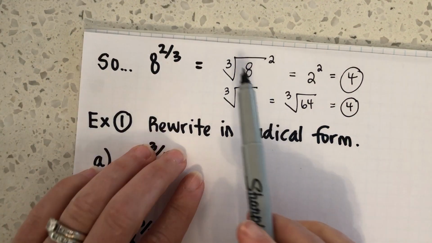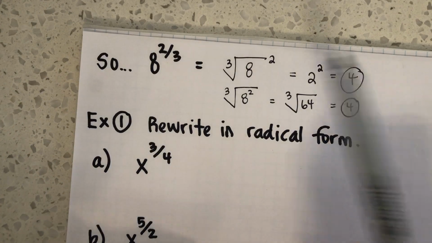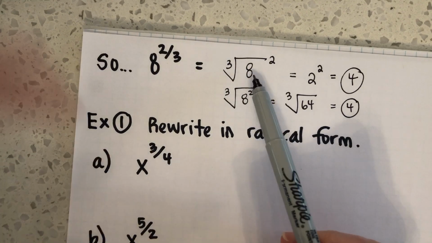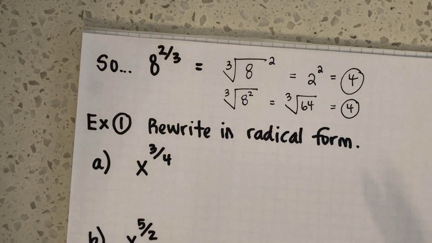So it doesn't matter whether you do the root or the power first, you'll get the same answer. Again, I like to do root first, make it smaller, and then do my exponent or power second, but it's your call. All right, so that's what's going to happen when we have fractional exponents. They're going to turn into radicals that have a root and a power.